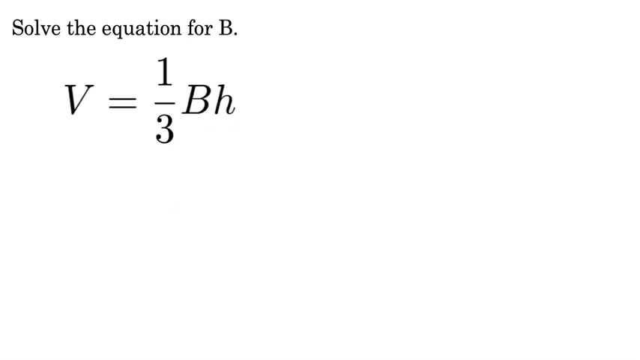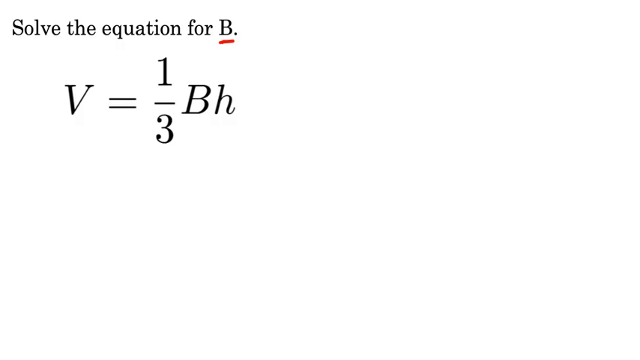Now solve the equation for b. And the equation they gave us is v equals 1/3 times b times h. So this is a volume formula. We want to solve for b. So the first thing we're going to do is move the 1/3 to the other side of the equation.